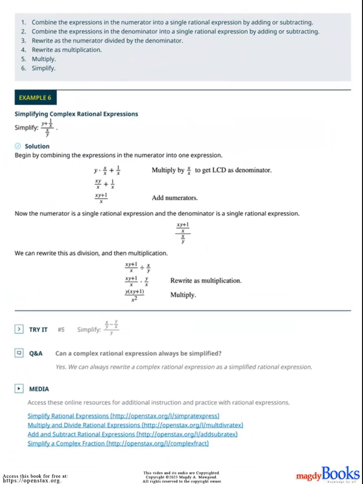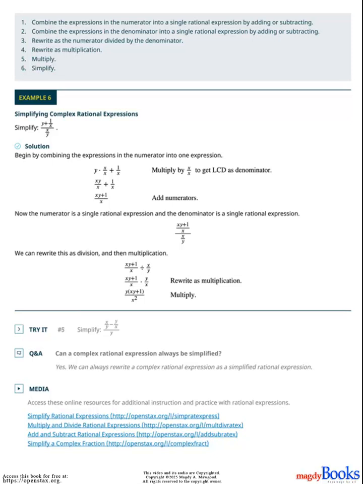How to? Given a complex rational expression, simplify it. 1. Combine the expressions in the numerator into a single rational expression by adding or subtracting. 2. Combine the expressions in the denominator into a single rational expression by adding or subtracting. 3. Rewrite as the numerator divided by the denominator. 4. Rewrite as multiplication. 5. Multiply. 6. Simplify.